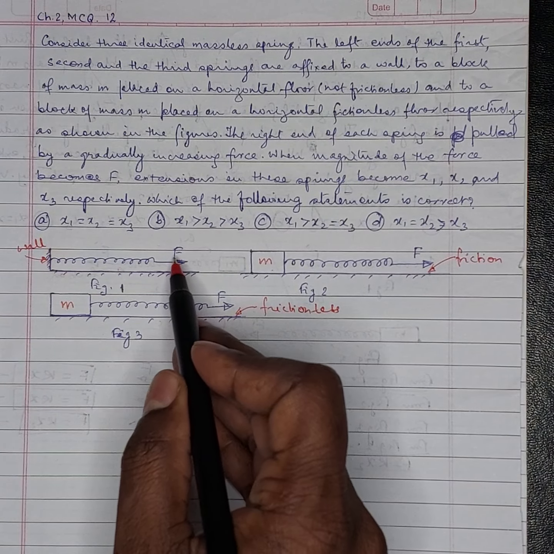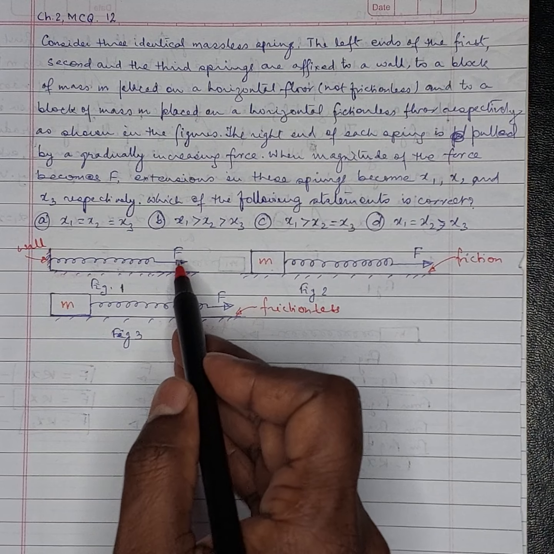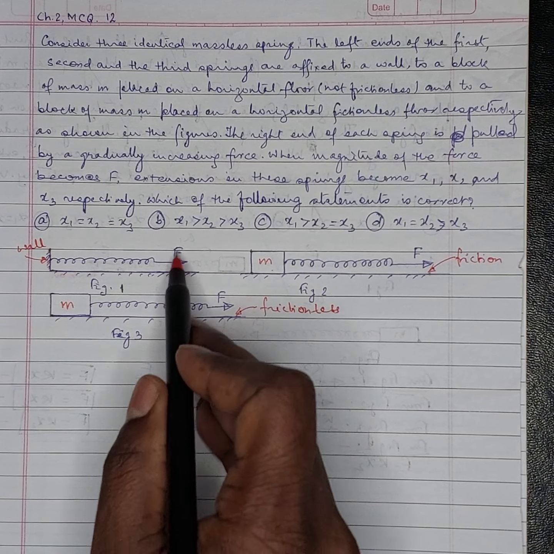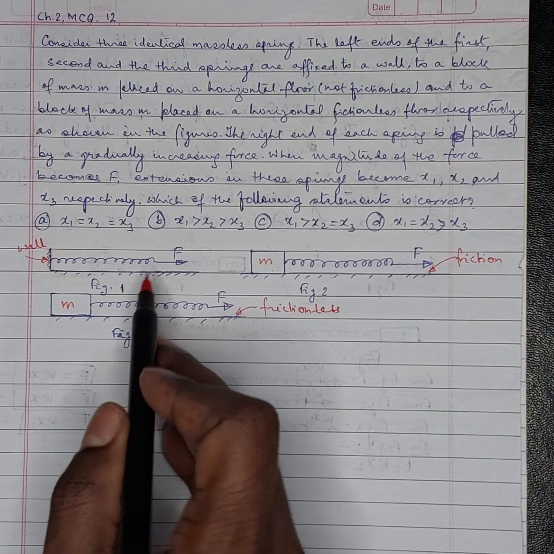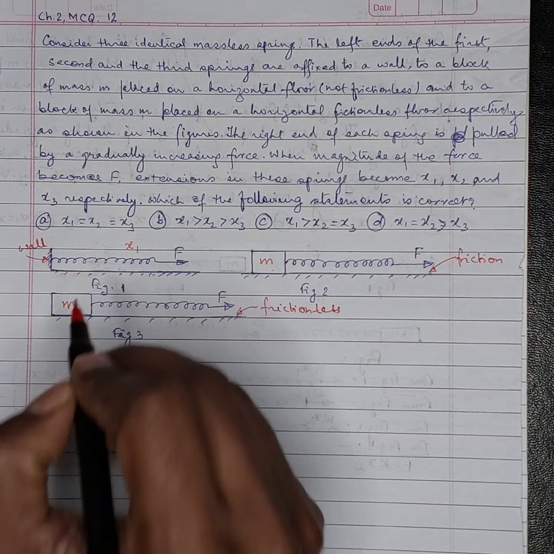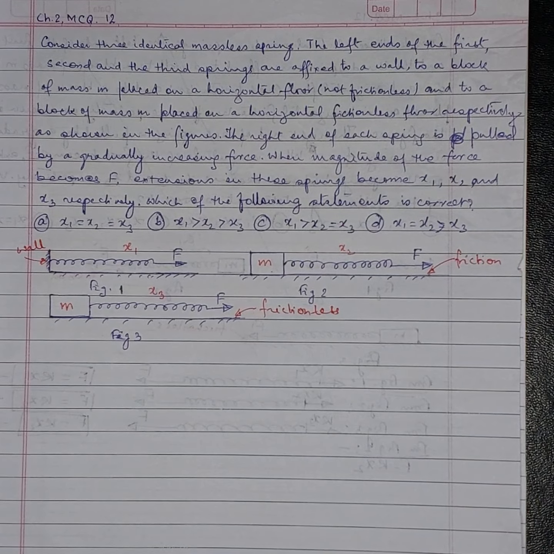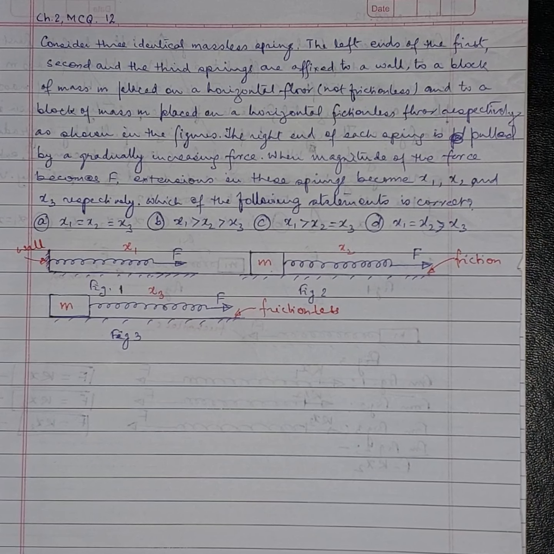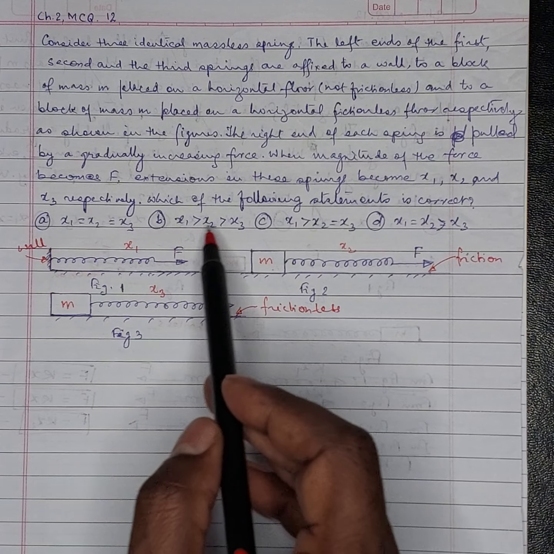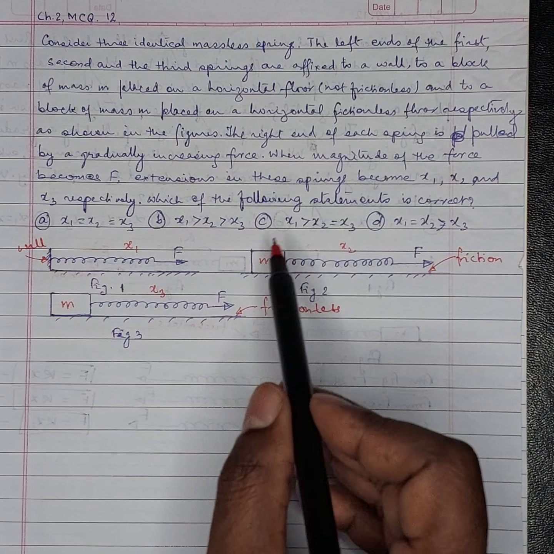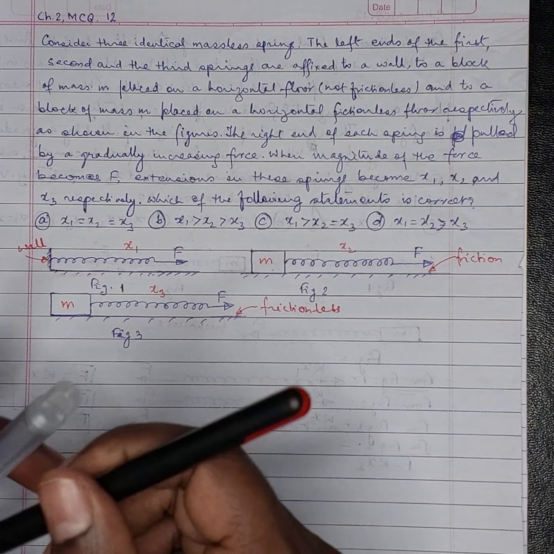F is the force which is gradually increased. When the force reaches a value of F, capital F, the extensions in these springs are x1, x2 and x3. So the question is asking which option is correct. So we will have to analyze the situation.